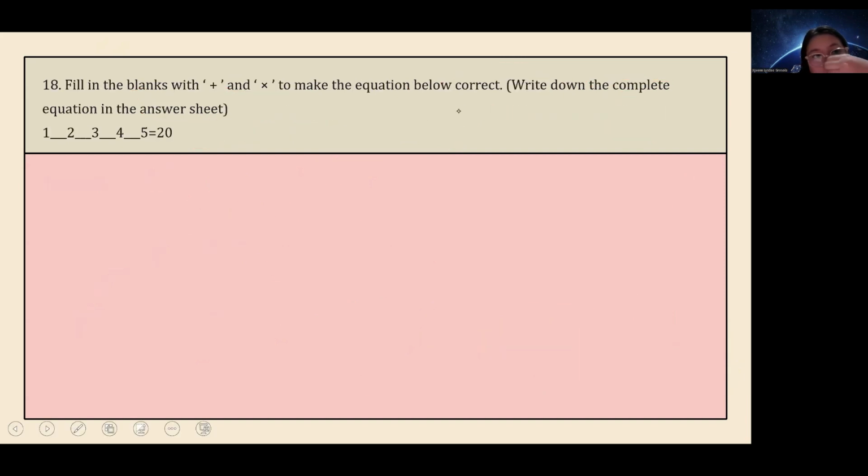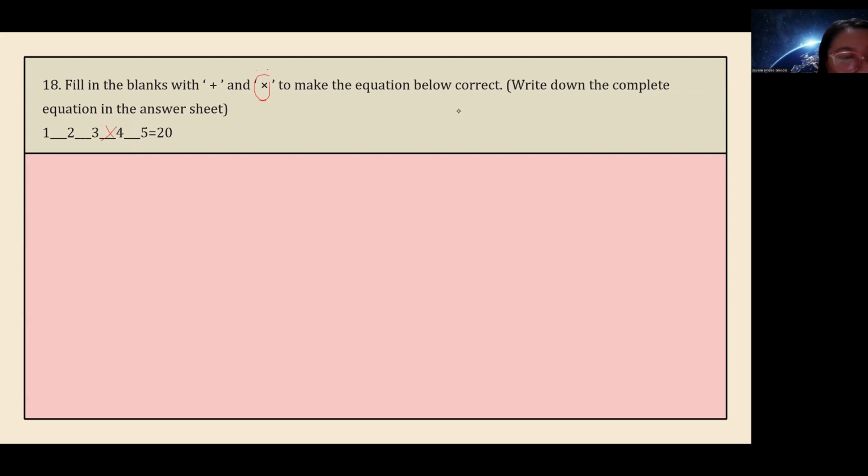Okay, next, number 18. Fill in the blanks with plus and multiplication or times to make the equation below correct. So for this one, we will have to do trial and error, okay? So the very first thing that we could add is the multiplication operation, the times symbol. Now for this one, let's try to check. You cannot have 4 times 5 because that will already result in 20. Okay, so let's move our symbol to the next pair.